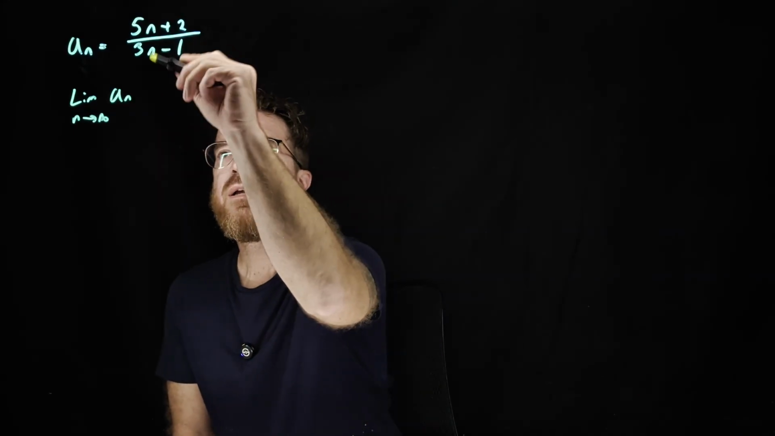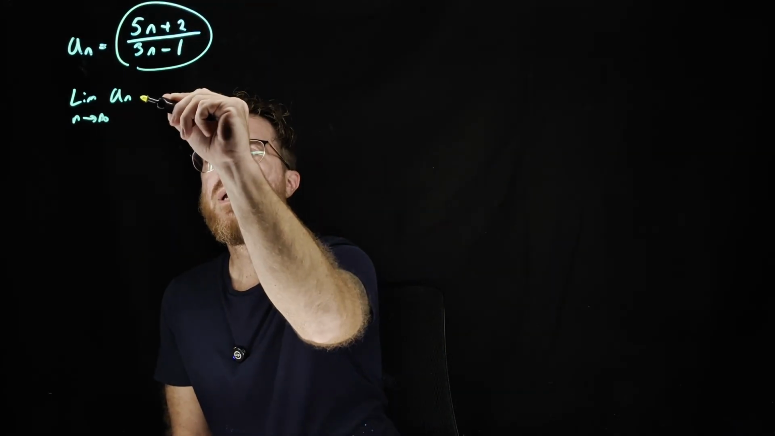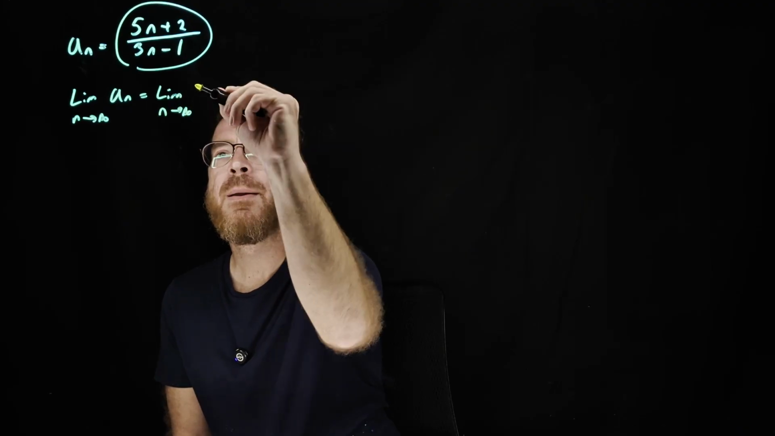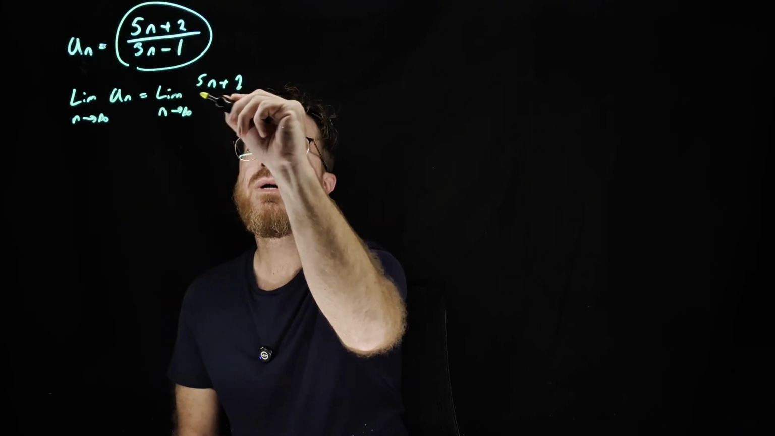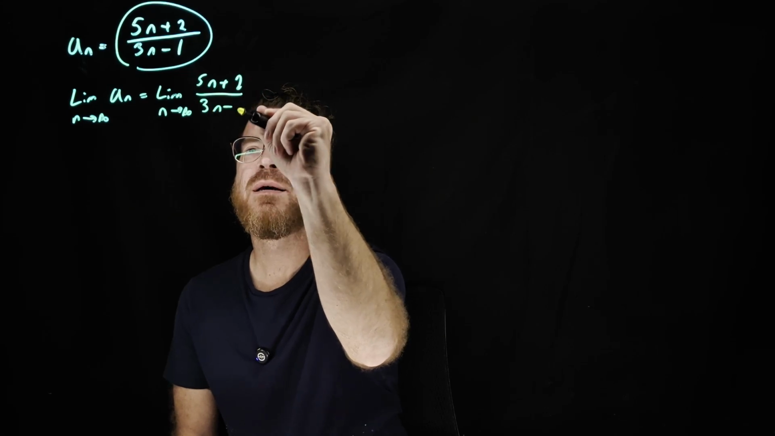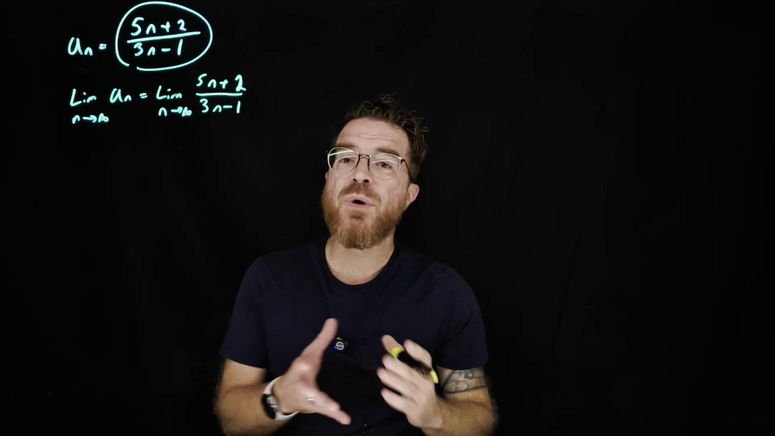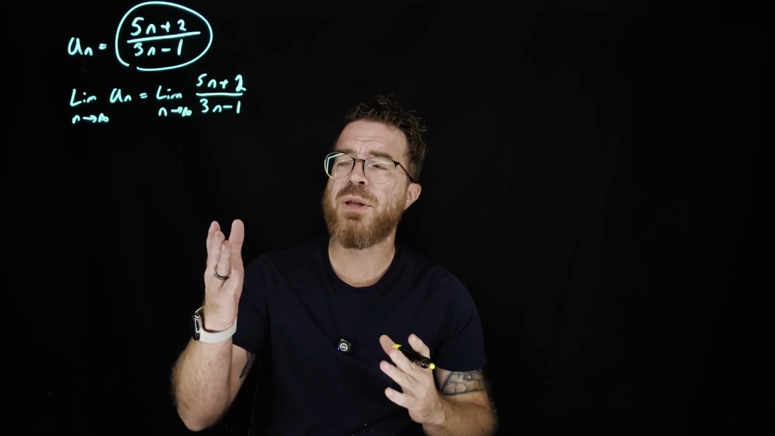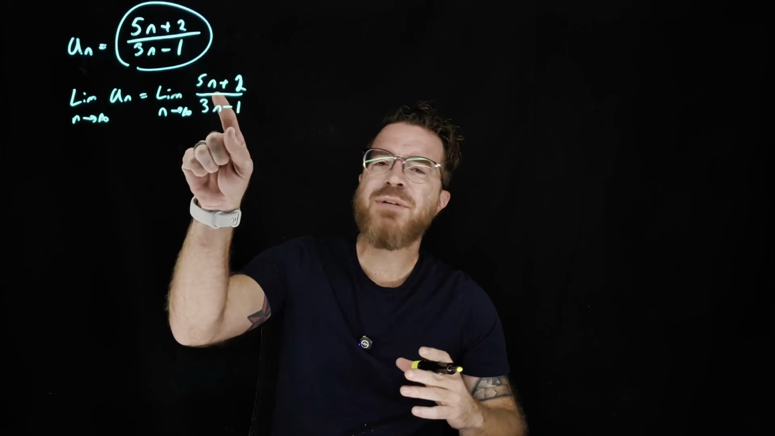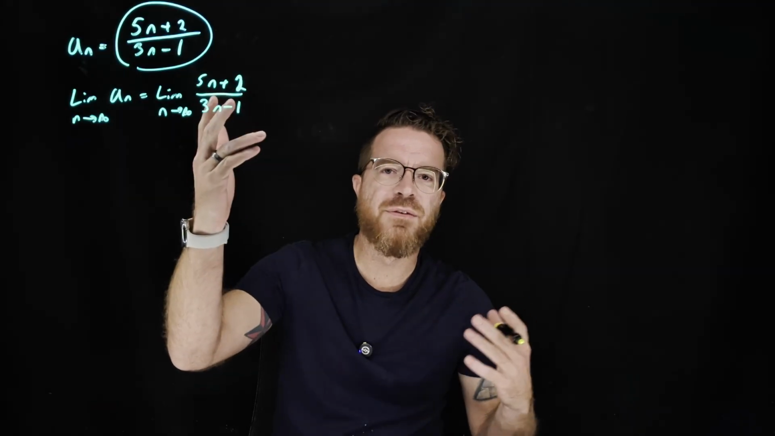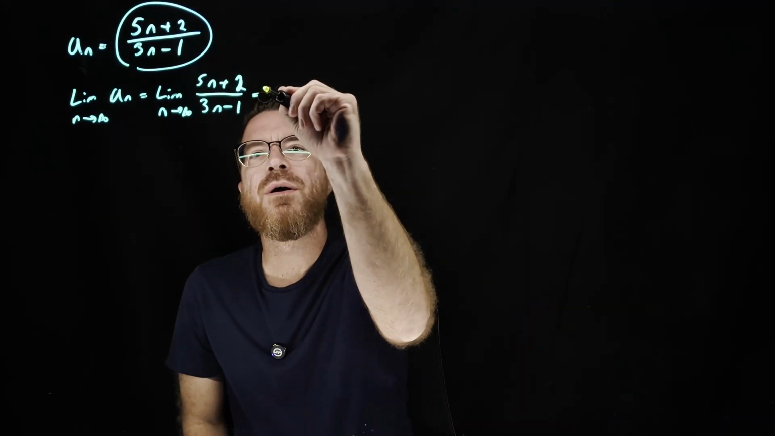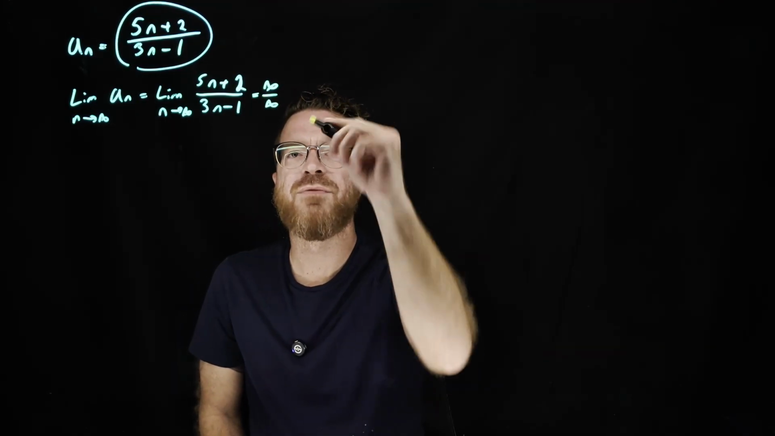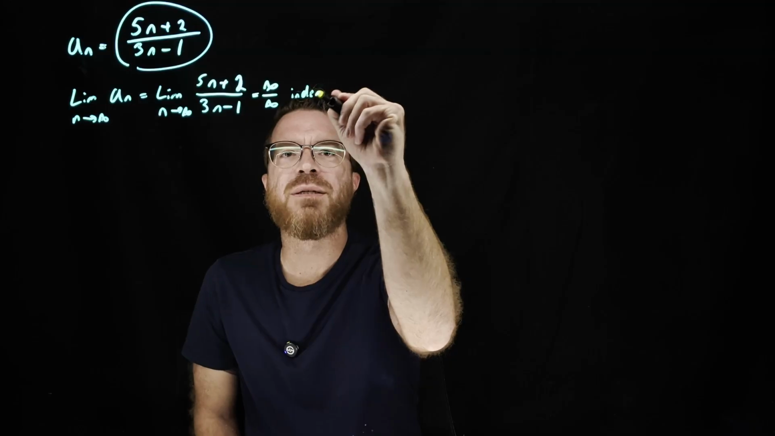So we're just going to plug this in for our sequence, and we'll have the limit as n approaches infinity of (5n + 2) divided by (3n - 1). And we want to determine whether this converges or diverges. So using our tricks, if we first were to just try plugging in infinity, what are we going to get? We're going to get 5 times infinity, which is infinity, plus 2, still infinity, over infinity minus 1, still infinity, so we're getting infinity over infinity. And this is indeterminate.